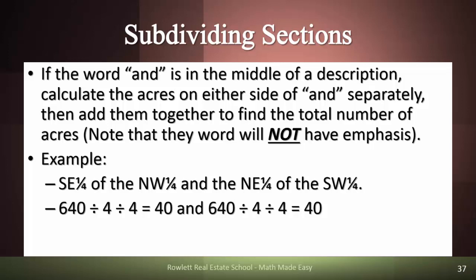Now this one's rather simple because it's the same thing, it just has 2 quarters, so 640 divided by 4 equals 40. And then you just add the numbers together, 40 plus 40 equals 80, and that's it. Do be aware, if you forgot the "and," you would have come up with 2.5, and they more than likely will have that waiting as an answer.